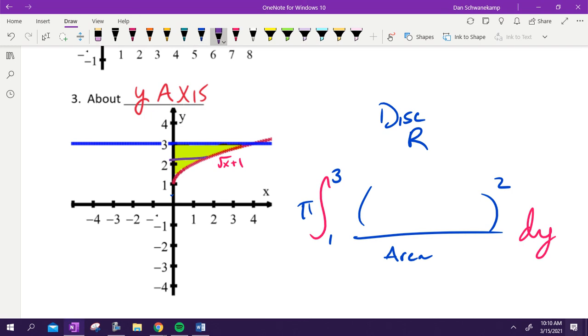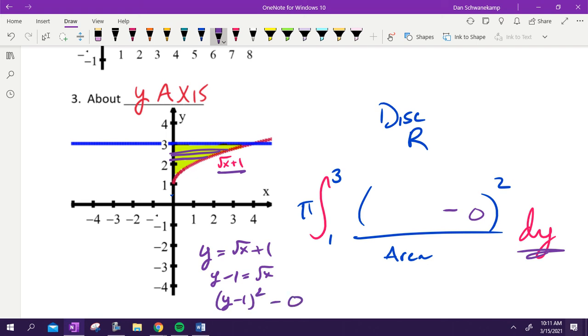My radius goes from right to left because it's dy. So my right line is this guy right here. The left line is just 0. So you could write minus 0 or nothing at all. The right line is square root of x plus 1, but it's a dy problem. So before I plug it in, I have to solve. I subtract 1, and then I would square it. So (y minus 1) squared minus 0. Or in other words, (y minus 1 squared) squared.